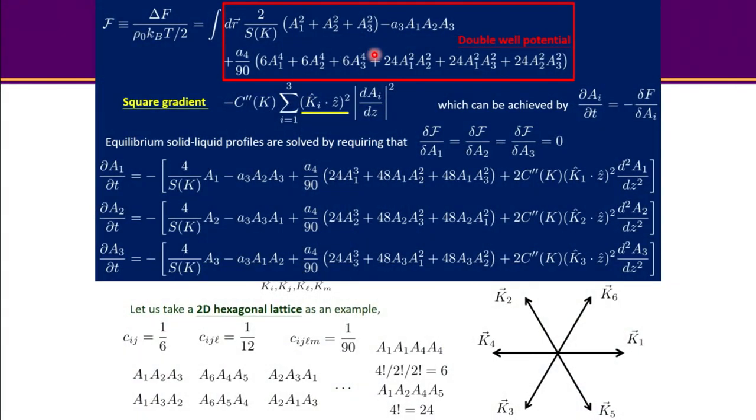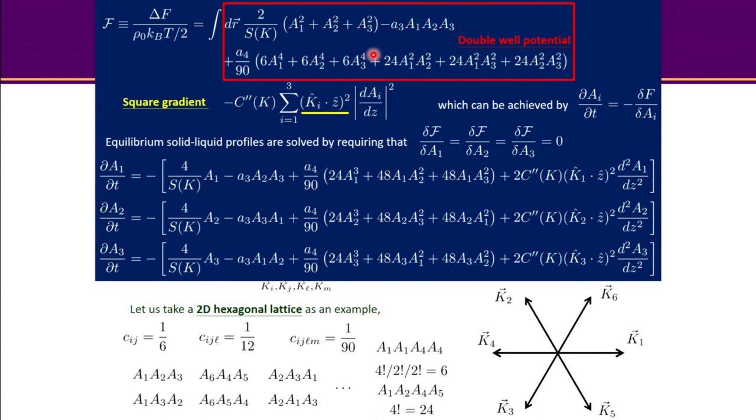Depending on what kind of lattice structure you are talking about, the amplitudes here are the amplitudes of the specific reciprocal lattice vectors. For example, if we are talking about the BCC structure, then you are expecting 12 amplitudes. If it is a 2D hexagonal lattice, then you have 6 amplitudes. So it depends on the symmetry you are talking about; you have a different number of degrees of freedom. But in the end, the Ginzburg-Landau theory is basically a double well potential in a higher dimensional space.